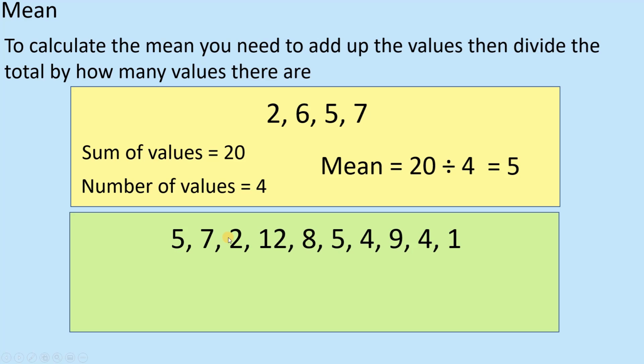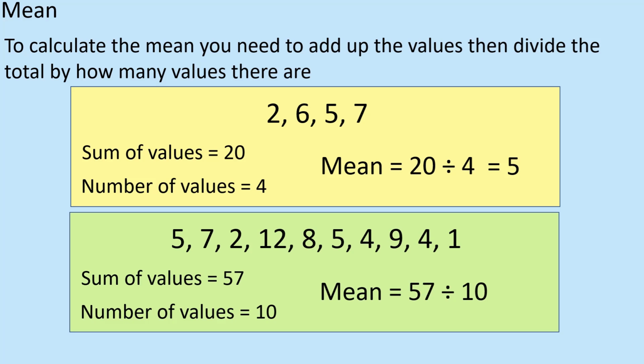Here we've got an awful lot more numbers, so let's count them. 1, 2, 3, 4, 5, 6, 7, 8, 9, 10. So I'm going to add them all up, which apparently is 57. You want to check that one, but it's 57. And then because it's 10 numbers, I'm going to do 57 divided by 10, which is going to be 5.7. So that is my mean, essentially.